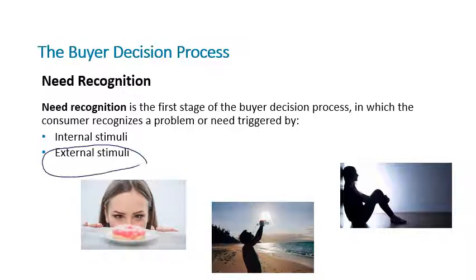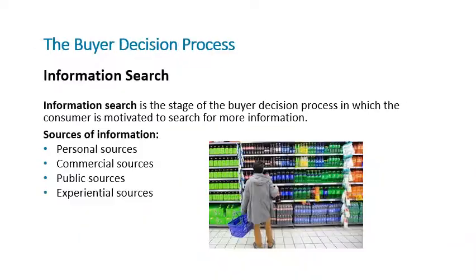The other way this might happen is external stimuli. So for example, you might be walking on the street and you suddenly notice this lovely smell of pizza, right? And you didn't think until that point that you were that hungry, but the moment that you smell the pizza, that external stimuli is going to trigger that need recognition stage. And this could happen in a number of ways, obviously.